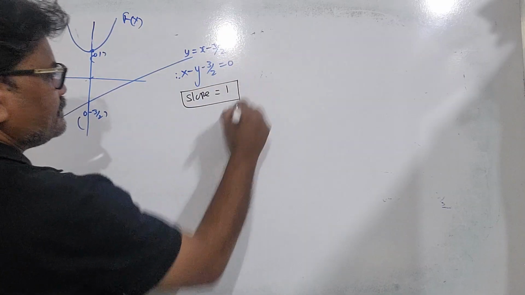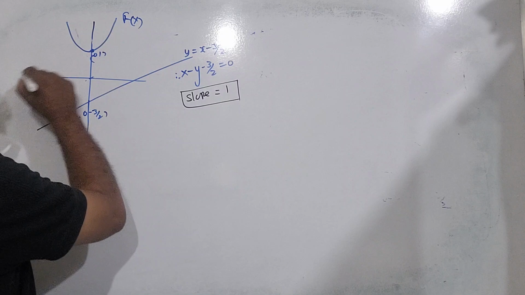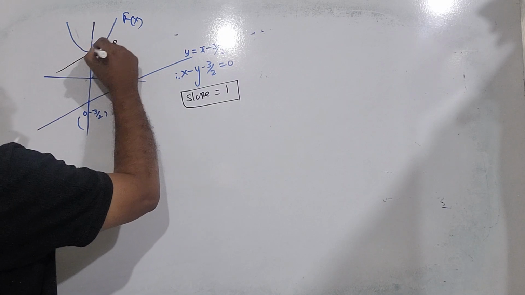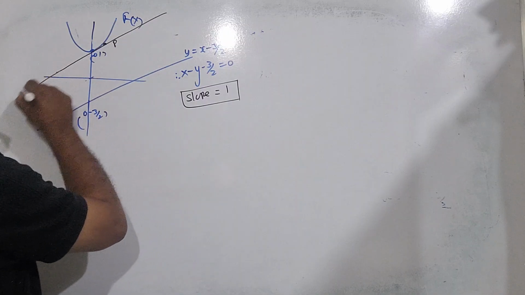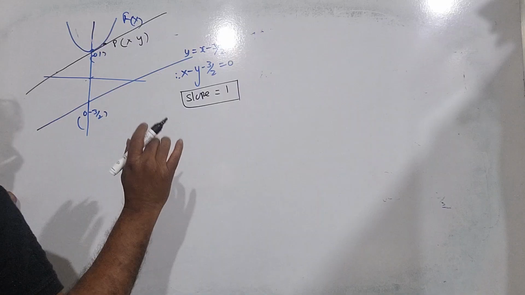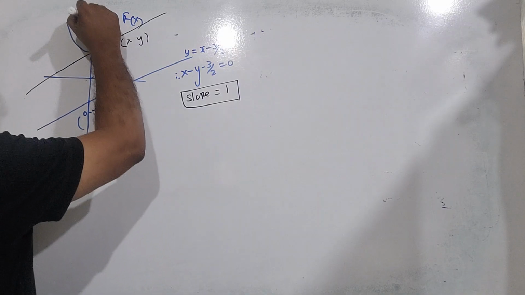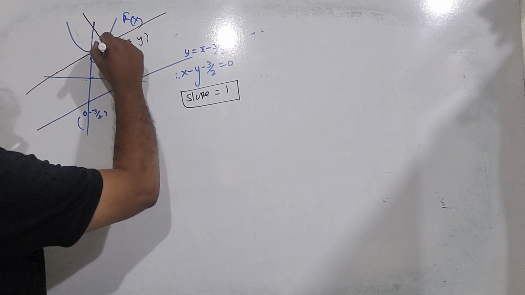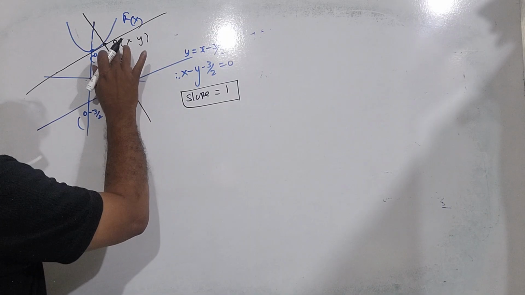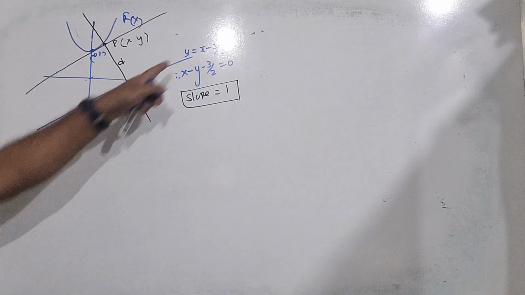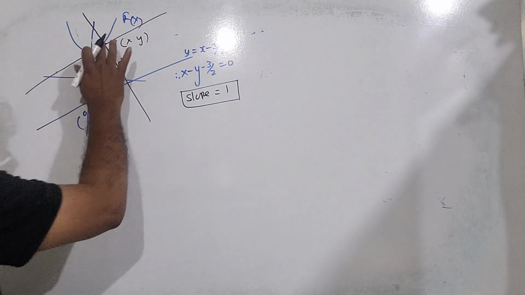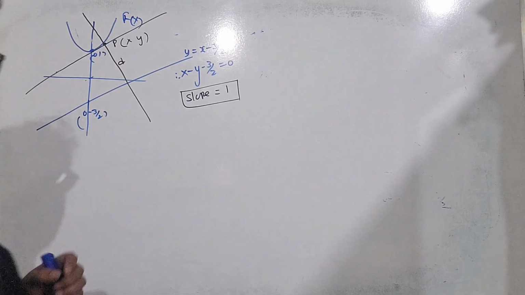Therefore the slope is 1. So whatever the tangent, suppose this is the point P. I will find the tangent at the point P. Let the point P have coordinates (x, y). We have to find that out. The shortest distance will always occur along the common normal. So this distance d is actually the perpendicular distance of point P from this straight line. That concept we will use here. But let us first find this point P (x, y).